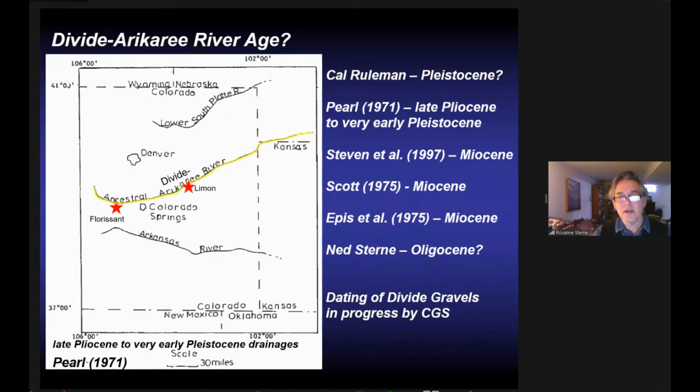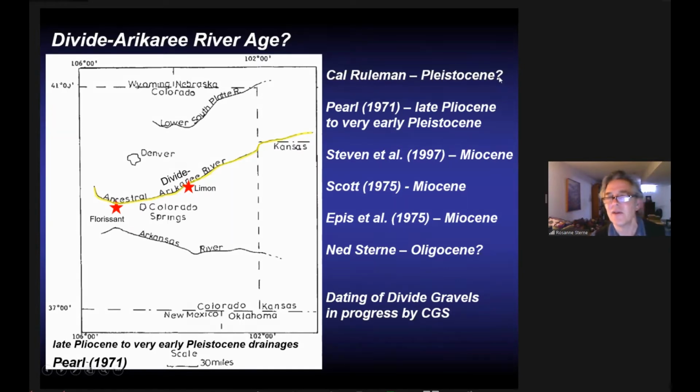And then we'll look at what's shown as a Miocene river on that original Stephen et al. map that we first looked at. So we're looking at the Divide Arikaree River, which heads off to the east. So here's Florissant here. Here's Lyman here. We're going to take a look at some stuff in Lyman. And then it heads off in this direction. Now, in terms of the big question mark here is what's the age of the Divide River?